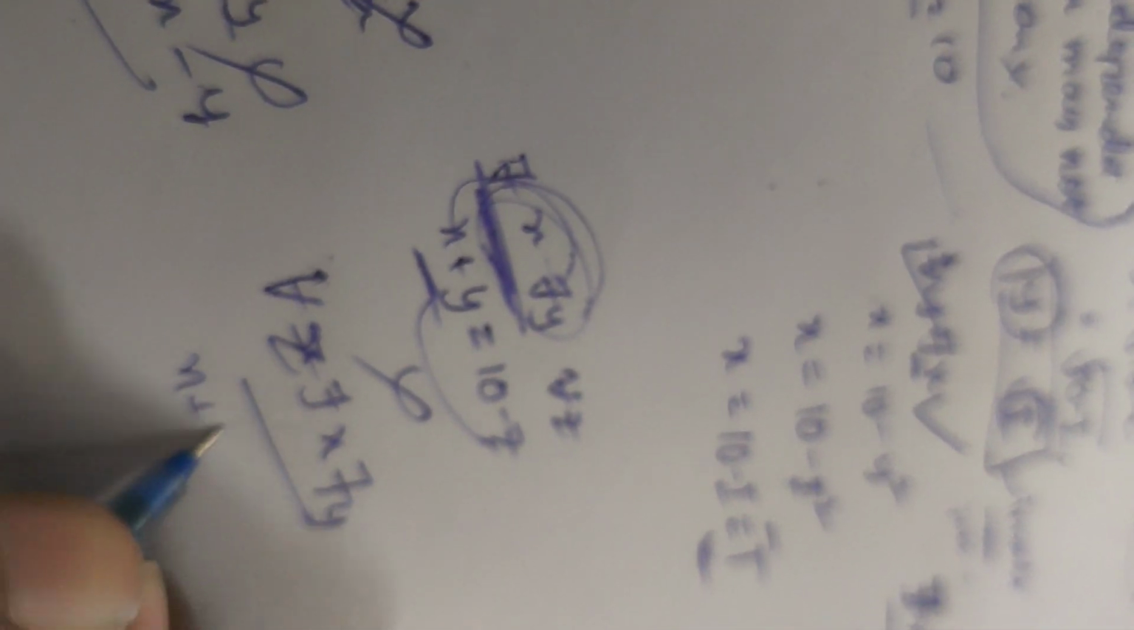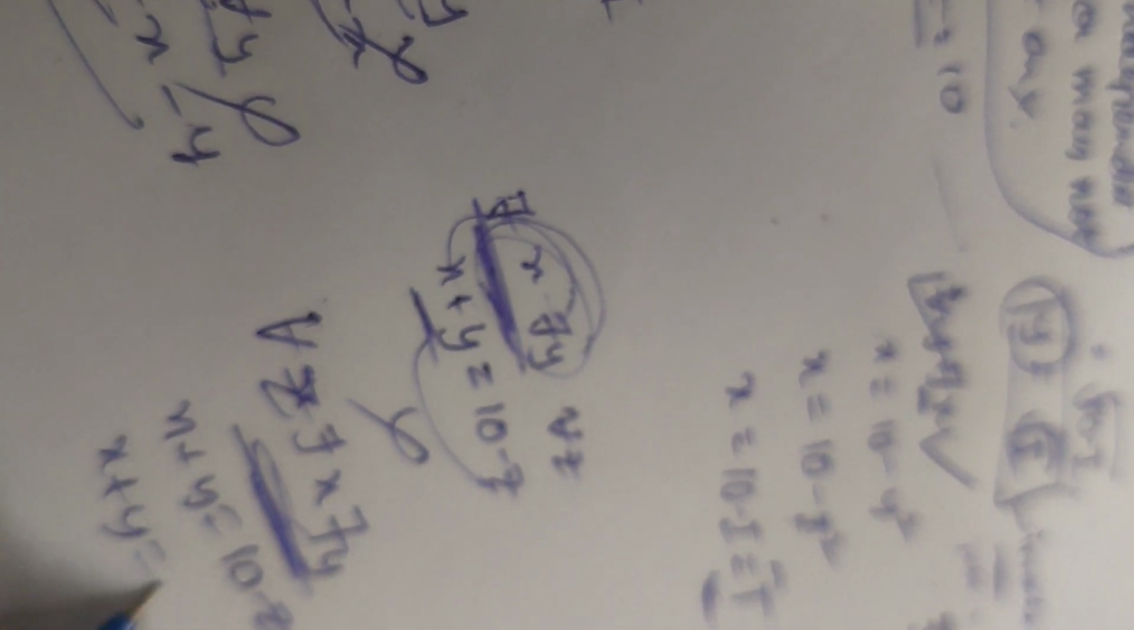Take this one. X plus y is equal to 10 minus an integer. They are inside. X plus y is equal to 10 minus an integer, so x plus y is also an integer. So, okay. By practice, it will become easy.